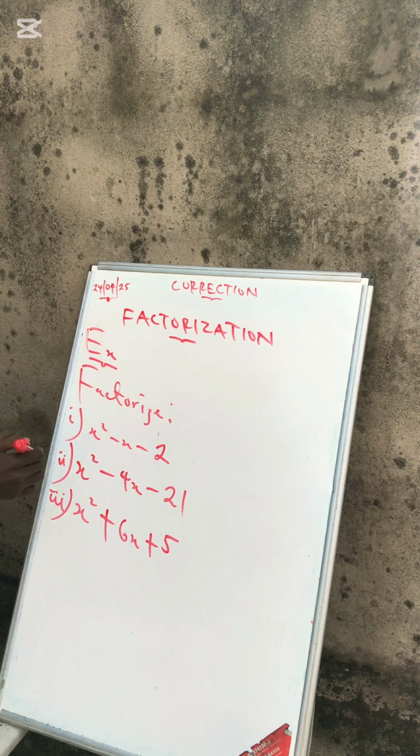So factorize x squared minus x minus 2, x squared minus 4x minus 21, x squared plus 6x plus 5. You know this one is what we just did. So we should get x plus 1 and x minus 2 as the factors, because those were the factors we multiplied to get it. Do you understand? Yes. So let's go to the solution.